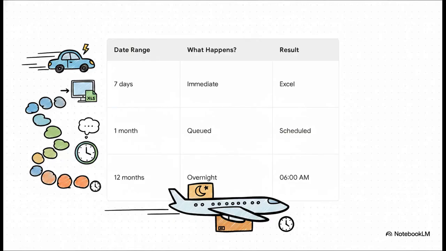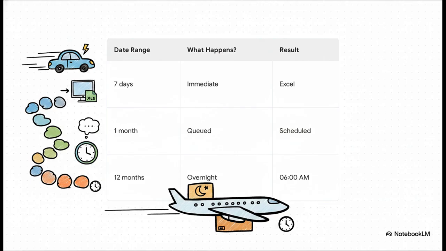To manage all of this, PlanManager actually categorizes your requests into 3 specific tiers based on that date range. So if you just request the last 7 days, boom, you are in the express lane. The report generates immediately and downloads straight to your computer as an Excel file. Now, moving up a bit, if you select the last 1 month, your request gets placed into a queue. You won't get it instantly, but it will pop up on your scheduled reports page as soon as it's ready.